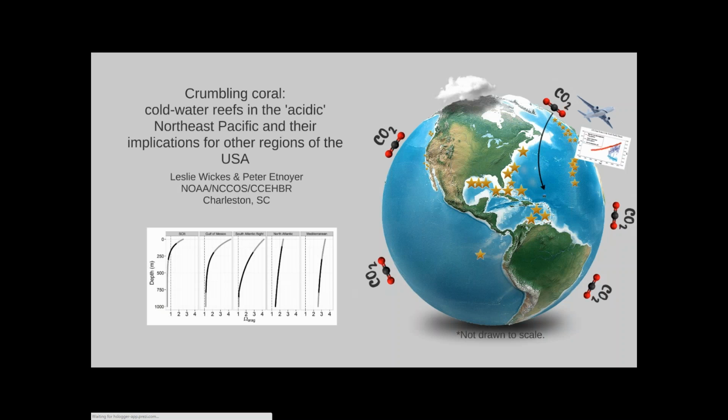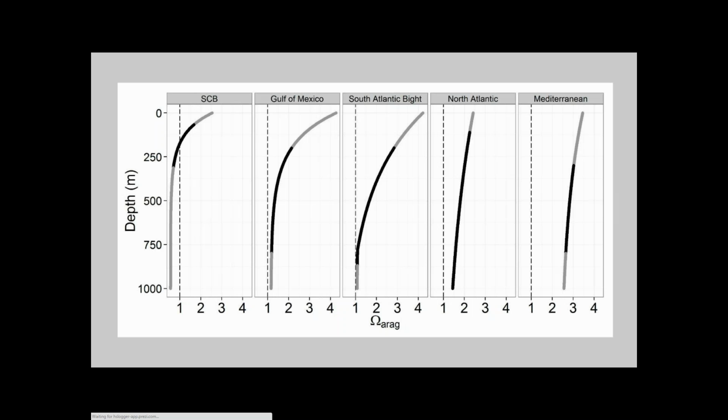So here I've plotted a very general regional scale profile of aragonite saturation with depth. Depth is on the y-axis and aragonite saturation on the x-axis. And like I said, this is a regional scale profile, so it averages a lot of the carbonate chemistry that's available. And in the black shading is the depth distribution of Lophelia.